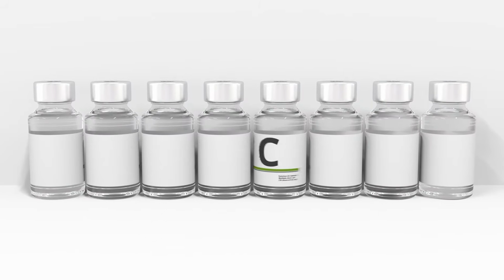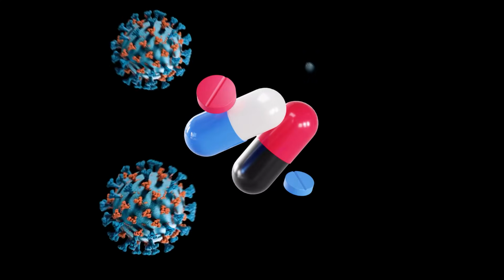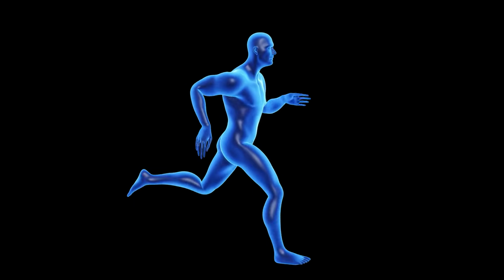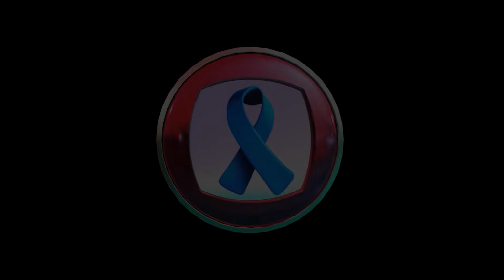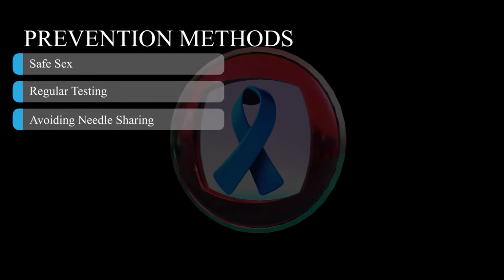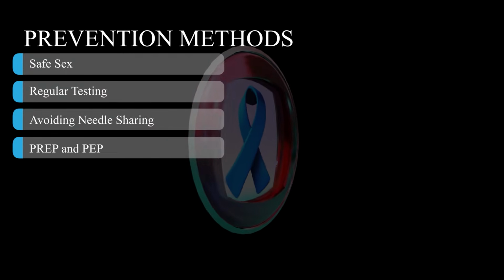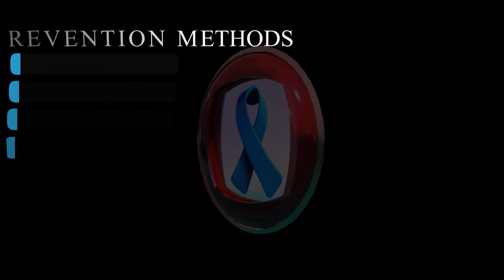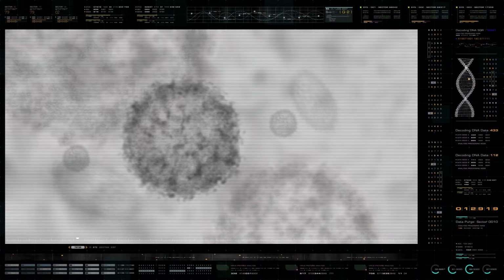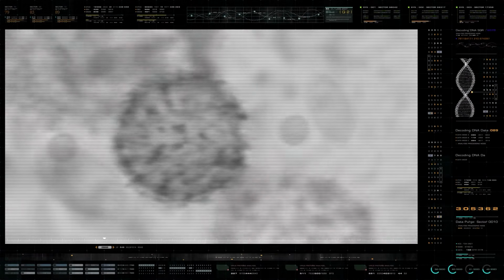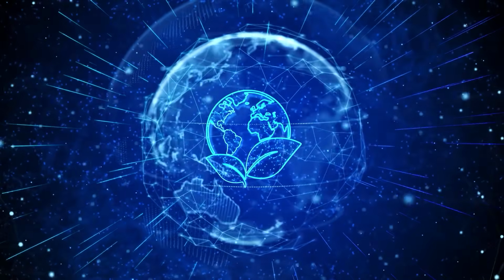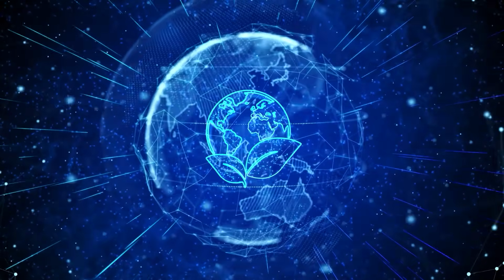Although there is no permanent cure yet, modern treatments like antiretroviral therapy allow people to live long, healthy lives and prevent transmission. Prevention methods such as safe sex, regular testing, avoiding needle sharing, and medical treatments like PrEP and PEP are essential in controlling the spread. The most important message is that early detection and consistent treatment can completely stop HIV from progressing to AIDS, making awareness and education the strongest tools in the fight against this disease.